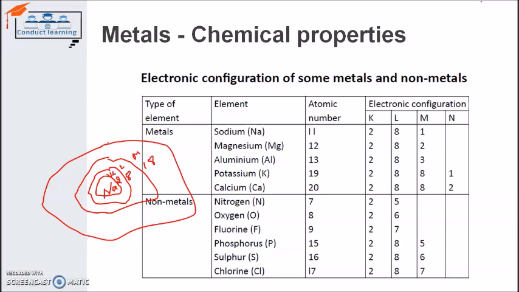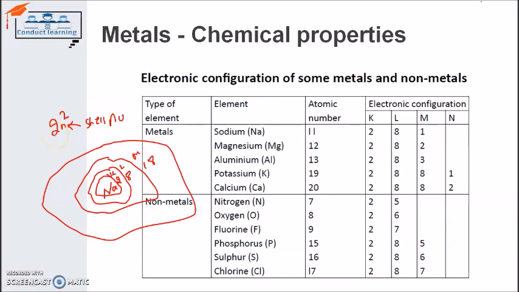And the formula to find out how much electron will be there in a particular shell is 2n square, in which n is representing the shell number. It will tell us the maximum number of electrons which can be in a particular shell.